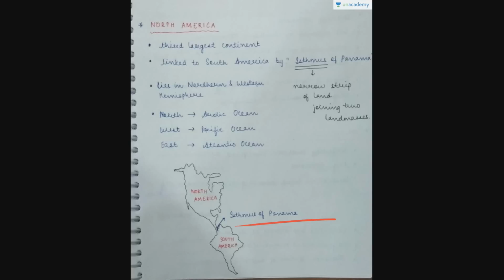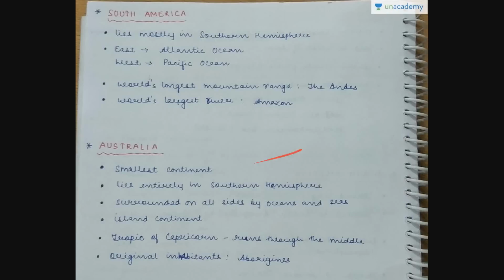It lies in the northern and western hemisphere, surrounded by Arctic Ocean in the north, Pacific in the west, and Atlantic in the east. South America lies mostly in the southern hemisphere, surrounded by Atlantic Ocean in the east, and Pacific Ocean in the west. Now the world's longest mountain range, a chain of mountains, is the Andes Mountains. It is present in South America. Now see here, the world's largest river is the Amazon River. We have seen that the longest river was the Nile River, and largest is by the amount of water it carries, or the carrying capacity. By that sense, Amazon is the largest river, which is found in South America.